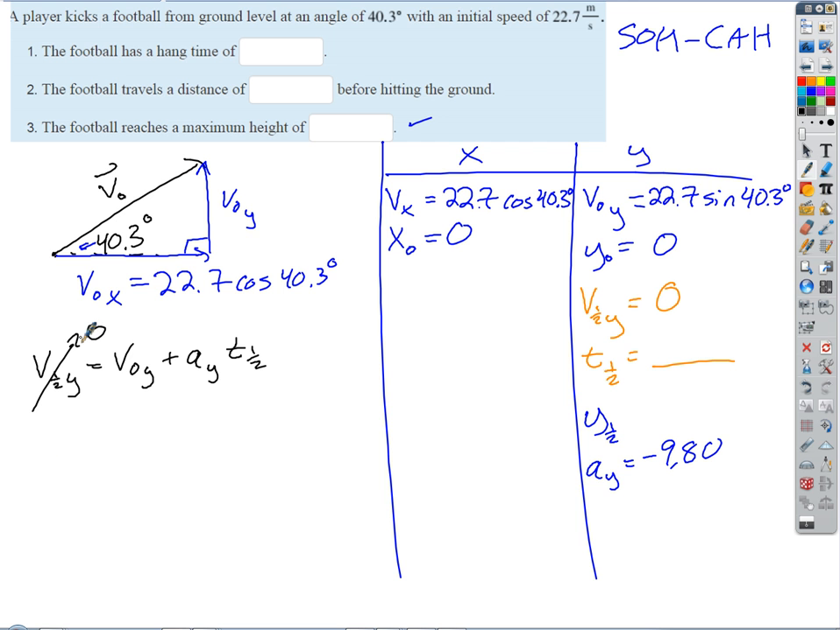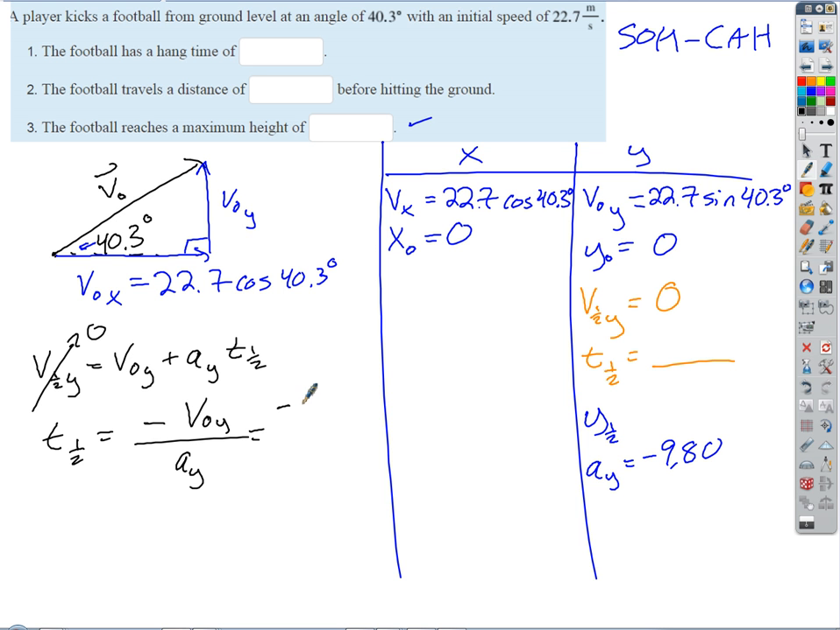So t sub 1/2 equals minus v naught sub y over a sub y. Would it have to be negative a sub y too? Well, a sub y is negative. Do we leave it out? You don't have to. Since you realize it's negative over negative, you can take a shortcut. Technically, this is what it is.